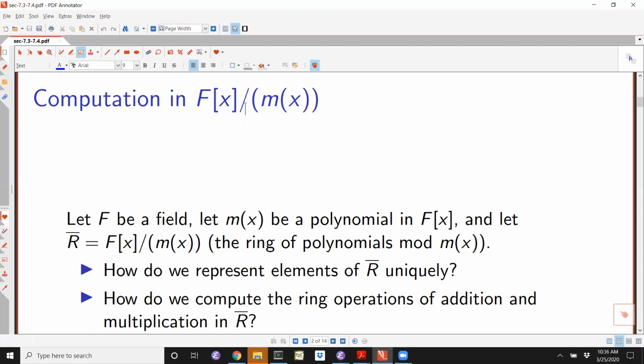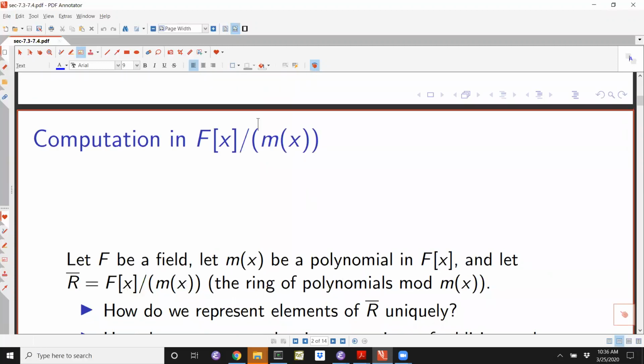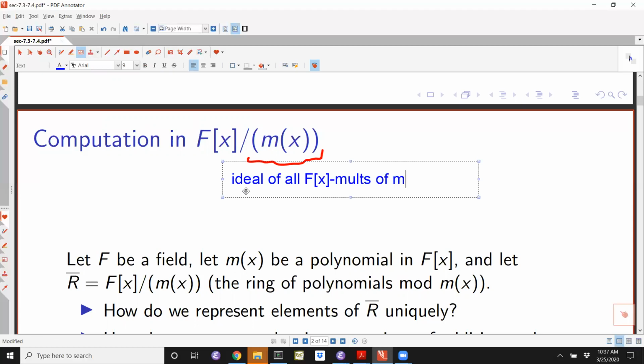So F bracket X is all the polynomials you can think of with coefficients in the field F, and I want to take that ring F bracket X and kill the polynomial M of X. Set it equal to 0. And remember, this object over here is the ideal of all polynomial multiples of the fixed polynomial M of X.